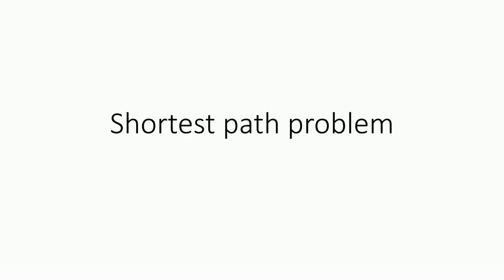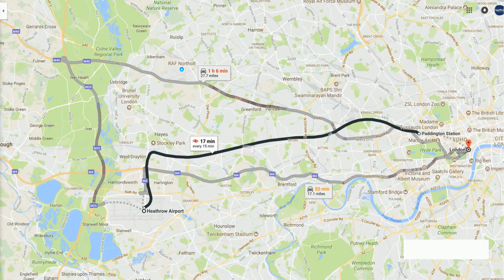From this video onward, we are going to discuss the problem of finding the shortest path between two vertices in a graph. Now let's first look at a real-world example which will emphasize the need for such an algorithm. This slide shows you the road network map of the city of London. And our task is to find the shortest path from one location to another, let's say from Paddington Station to Heathrow Airport.